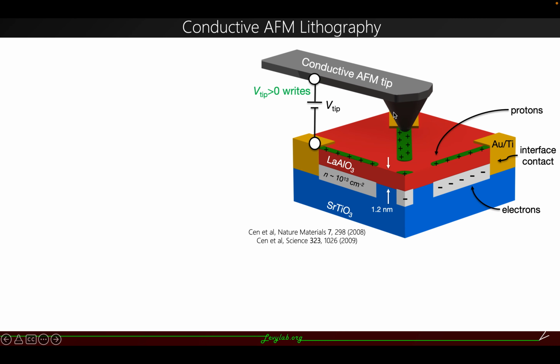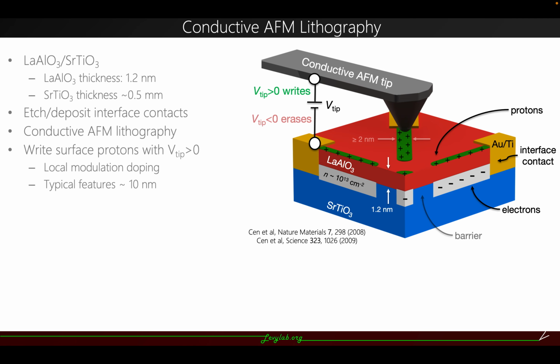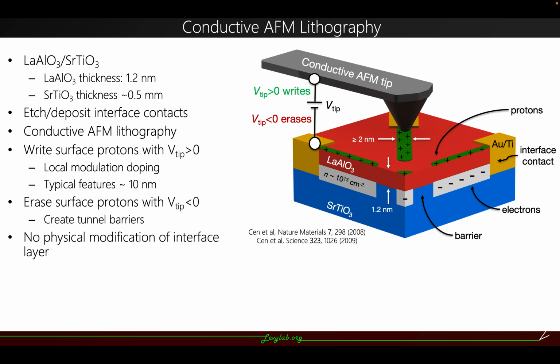When we sketch with positive voltage on the tip, it leaves protons on the surface of LAO which attract electrons to the interface. The interface will become conducting locally, and this process is reversible. When sketching with a negatively biased tip, the interface can be restored to insulating, which allows us to make barriers on the device. The resolution we can typically achieve is around 10 nanometers.